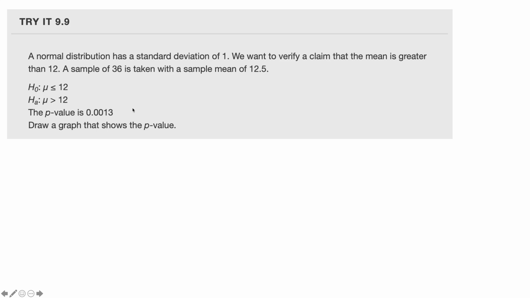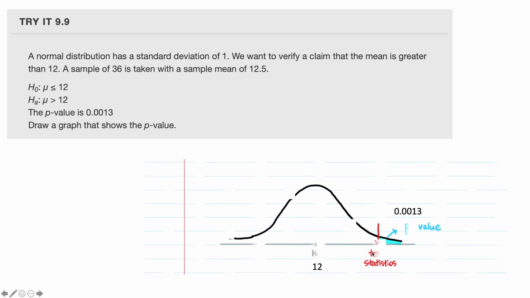The p-value is 0.0013. They're just telling you that. Later on, we'll get into how to calculate them. Draw a graph that shows the p-value. So all we're trying to do in this question is show how the p-value relates to how many scores there are overall. Now, I don't think that you're in a position where you're going to show exactly what the p-value is with a graph until you've seen one. So let me show you.